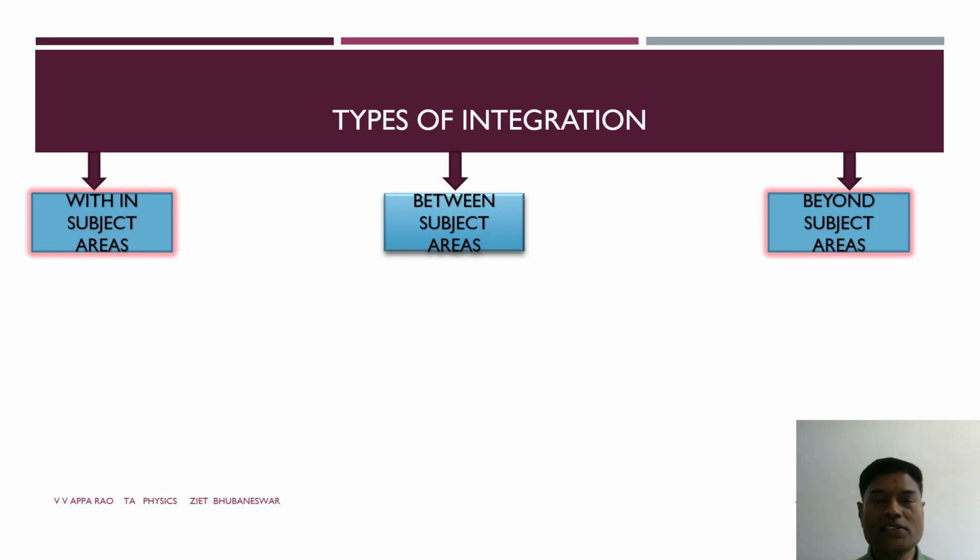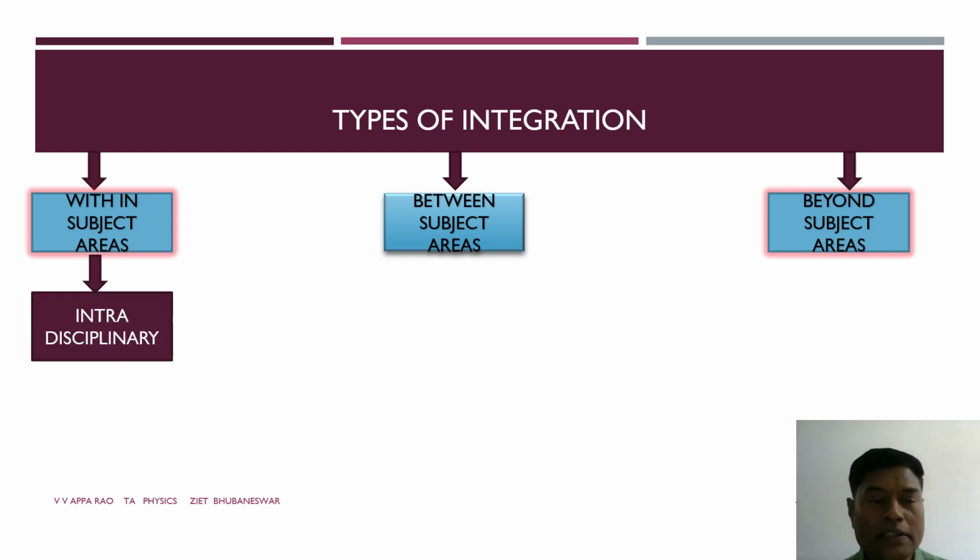So what are the various types of integration? So here we have basically three wider categories: within subject areas integration, between subject areas, and beyond subject areas. Integration which happens within subject areas is known as intradisciplinary integration. This is called intradisciplinary.